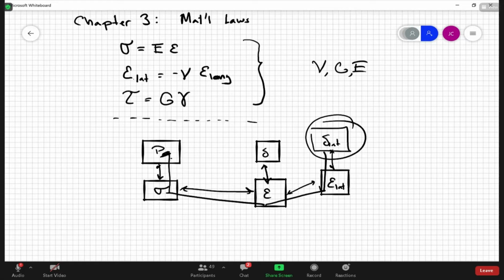All right. Are there any questions on that? That's the most important material from chapter 3. Right, the linear elastic response. Okay.